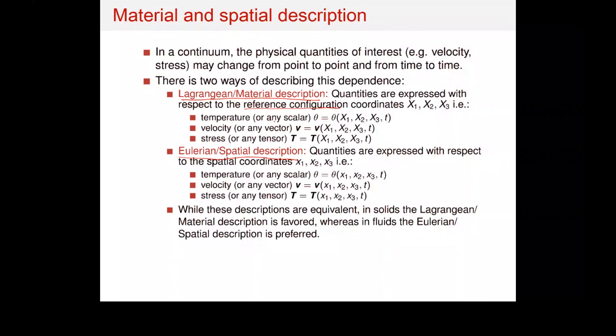So the Eulerian one would always use x1 small. It is the current configuration. The Lagrangian one would always use x1 capital, because it is always about the reference configuration. Now, the Lagrangian one is very useful for solids. So when you do solid mechanics, you always use the Lagrangian one, because the original configuration would still be meaningful if you want to compare the current configuration to it.